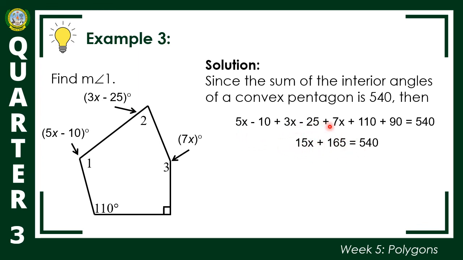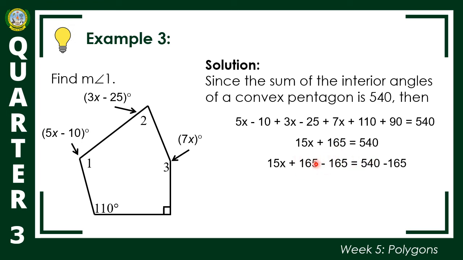5x plus 3x plus 7x is 15x. Since lahat naman sila ay positive, i-add lang yan. And then, negative 10 minus 25 plus 110 plus 90 is equal to positive 165. And then after that, we have to isolate this term, yung may x, and remove positive 165 from this side. Okay, so para mawala siya, applying the addition property of equality, we will subtract 165 from both sides of the equation.